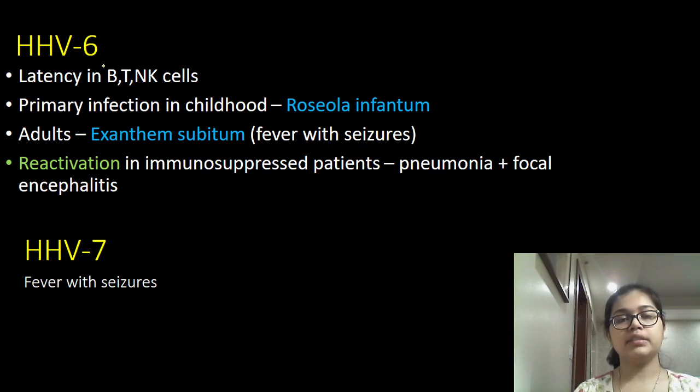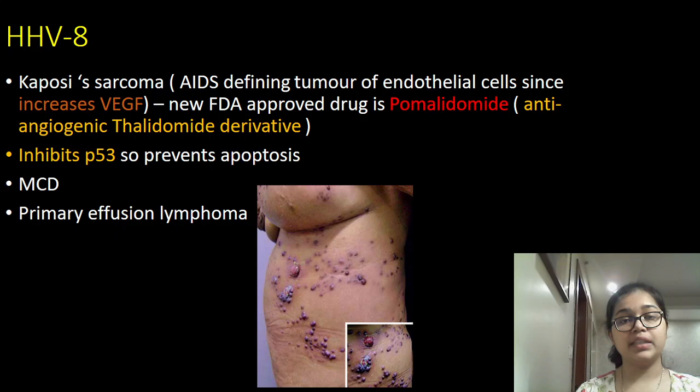HHV6 latency is in T cells and NK cells. In childhood, primary infection produces roseola infantum, whereas in adults it produces exanthem subitum, which literally translates into sudden rash, so like a sudden eruption, fever with seizures. Reactivation leads to pneumonia and focal encephalitis. Type 7 also produces fever with seizures.